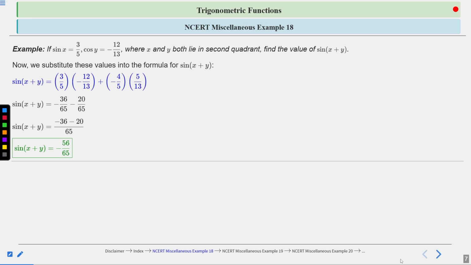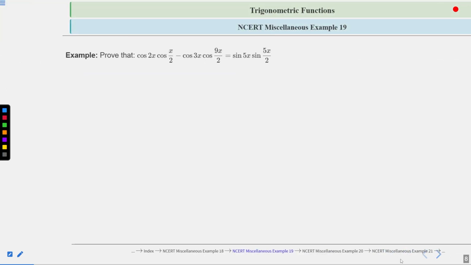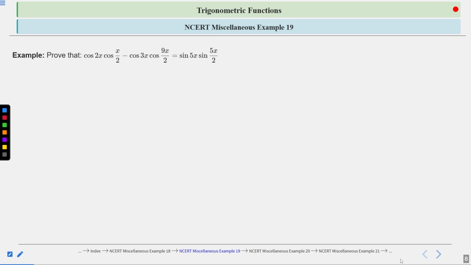Hope you got this, how we solved this one, right? Let us move to the next question. Next is NCERT miscellaneous example 19. It says, prove that cos 2x into cos x by 2 minus cos 3x into cos 9x by 2 is equal to sin 5x into sin 5x by 2, right? We need to prove this one, okay? Again, you have some time to solve or think about this question. After that, we will move to the solution part.